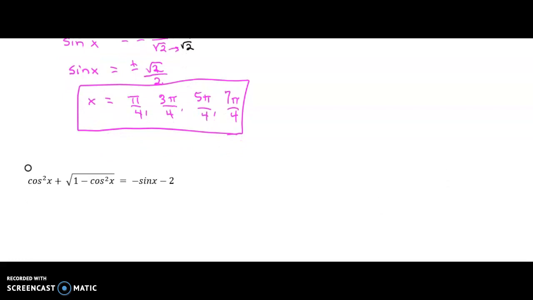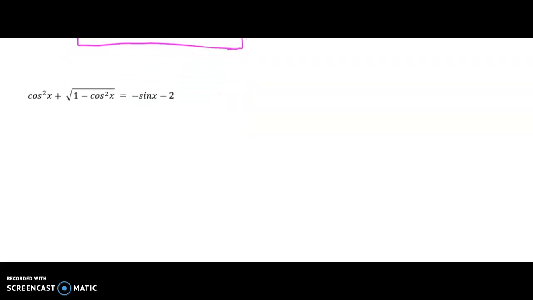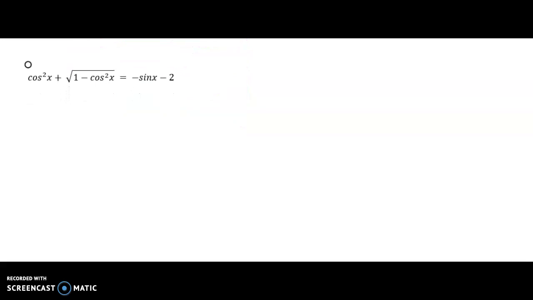We've got cosine squared plus the square root of 1 minus cosine squared equals negative sine x minus 2. What a mess. So what we want to do in this problem, the first thing I notice is the square root of that. You cannot take the square root individually when you're adding or subtracting. Like your answer is not 1 minus cosine x. So we're going to have to change that. We're going to have to work with that first.